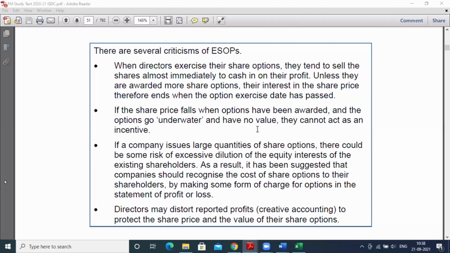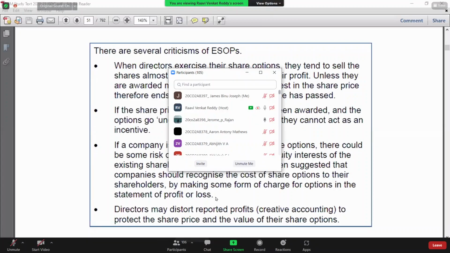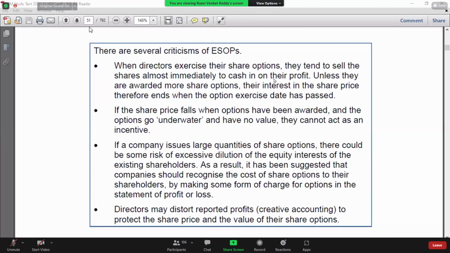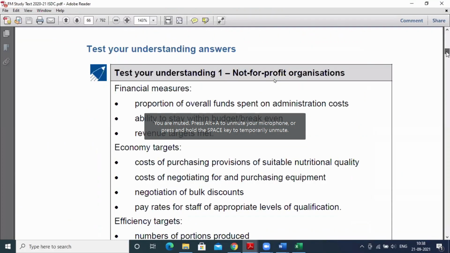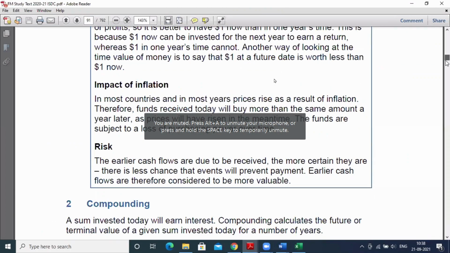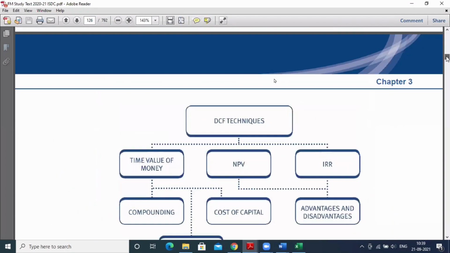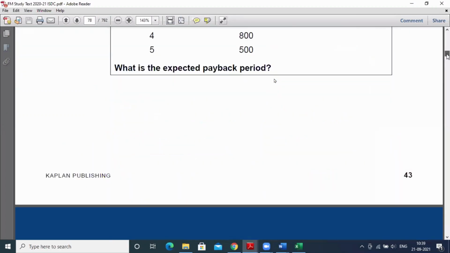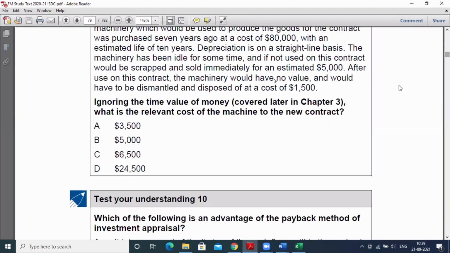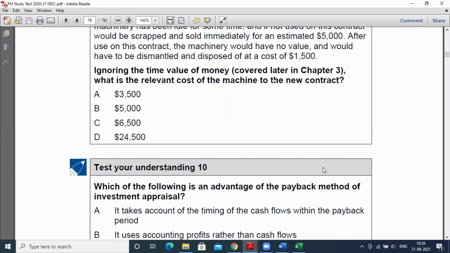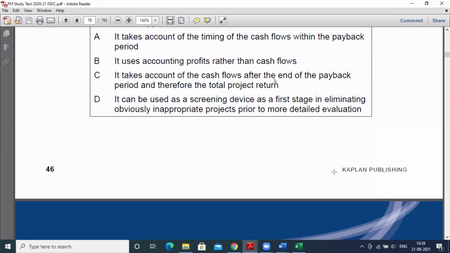So can you also explain chapter 2, test your understanding level? Chapter 2, test for understanding. Is it possible to give me the page number? So page 47.